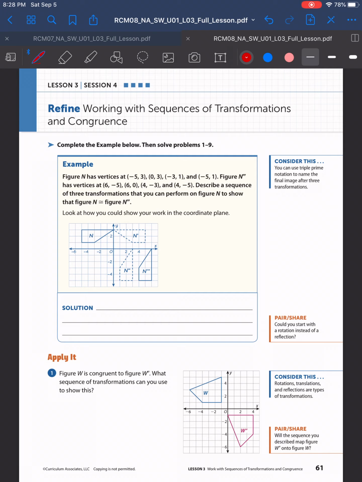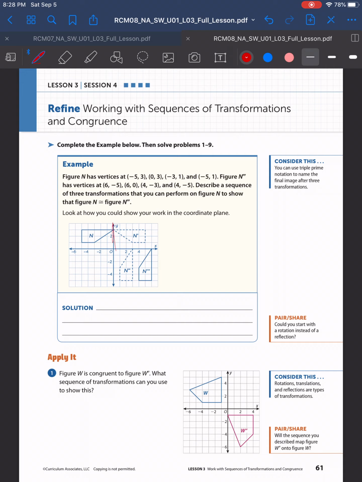Figure N has vertices at (-5, 3), (0, 3), (-3, 1), and (5, -1). Figure N triple prime has these vertices. Describe a sequence of 3 transformations that you can perform on figure N to show that figure N is congruent to figure N triple prime. Okay, so first, what do you think happened from N to N prime? Well, that one's pretty easy. It looks like it just reflected across the y.